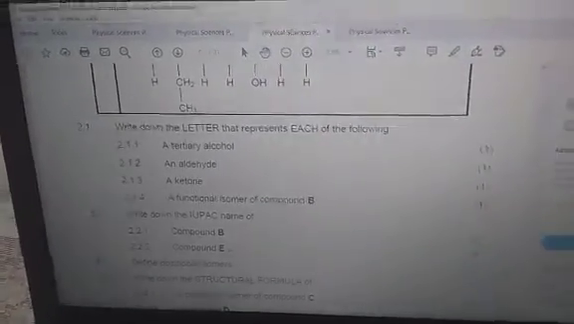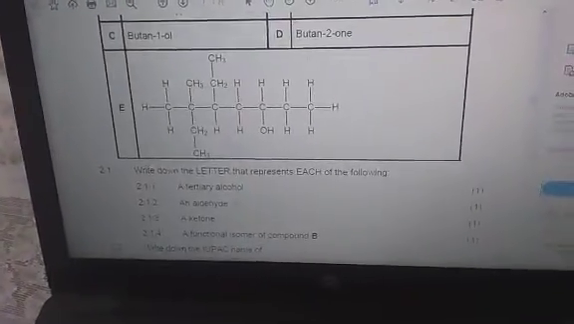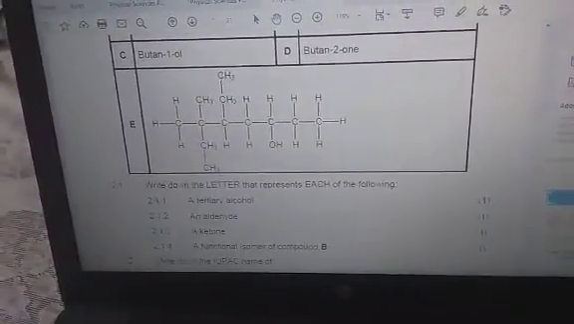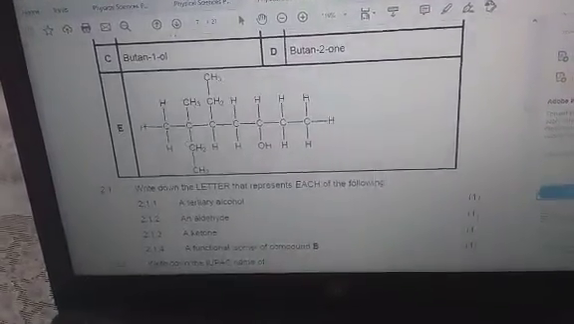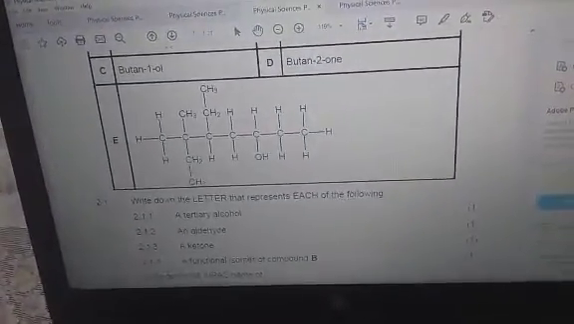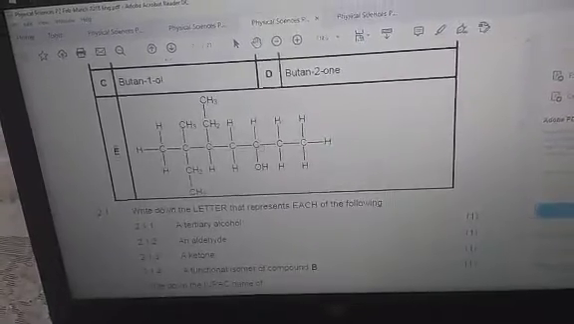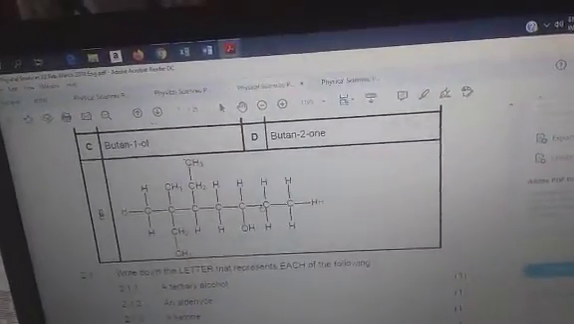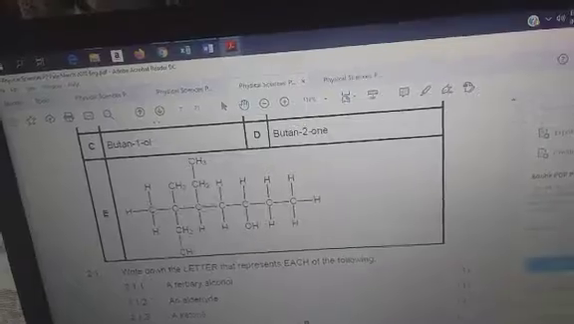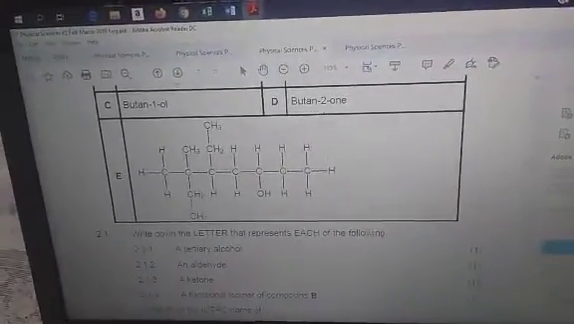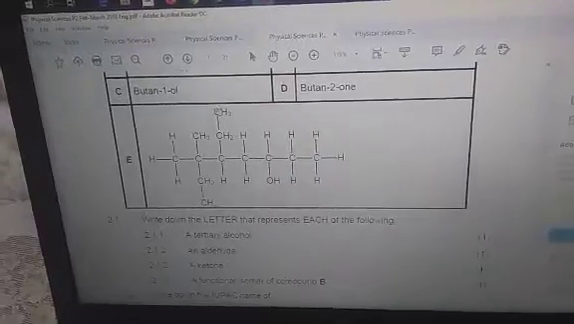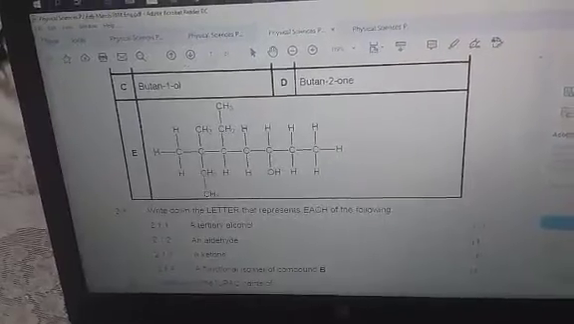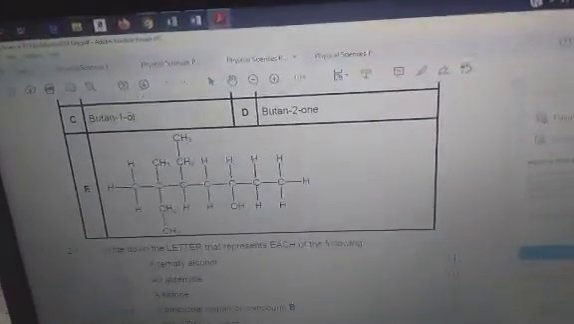Compound E. Okay, let's go to E. As I said here, we need to count the number of carbons. The longest chain would be the parent name. I'm thinking it will be this one. 1, 2, 3, 4, 5, 6, 7, 8. Okay, we have 8 here. 1, 2, 3, 4, 5, 6, 7. This is not the longest chain. Even this one would not be. 1, 2, 3, 4, 5, 6, 7. This is not the longest chain. Also, the longest chain is this one. It starts here from there, or it could start here.